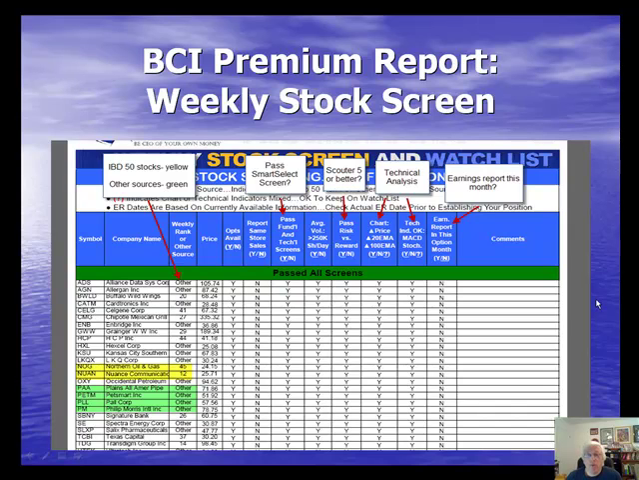Now I'm going to show you what a watch list and a screening process looks like. And this is the report that we use for our premium members. And the first part of the report is the stock screen. And what I've done on this slide is highlighted just a few of the screens that we use, so you could kind of get an idea of how it works.